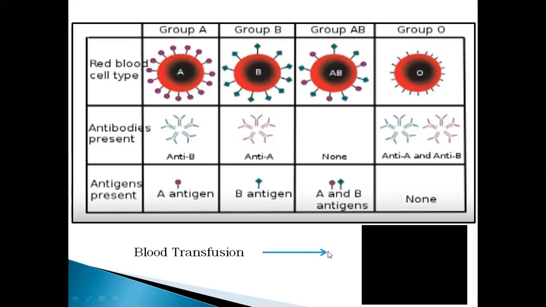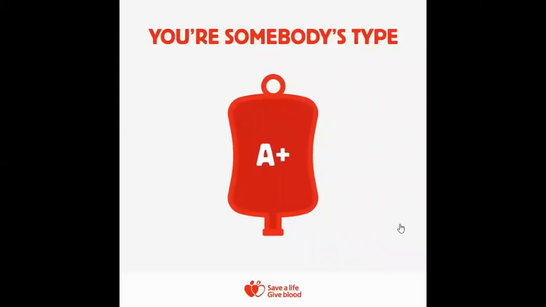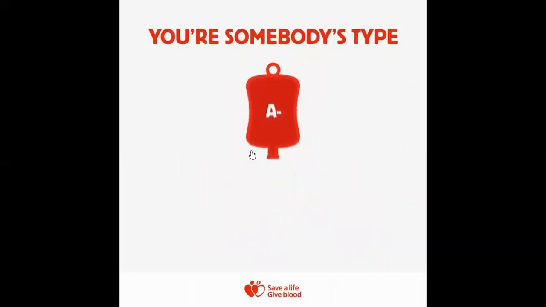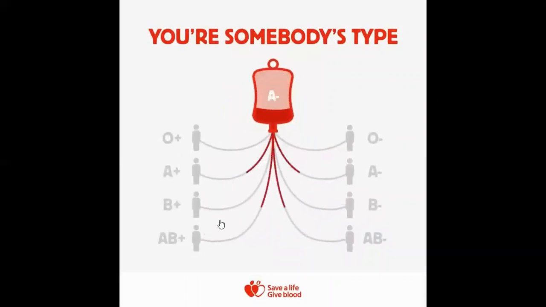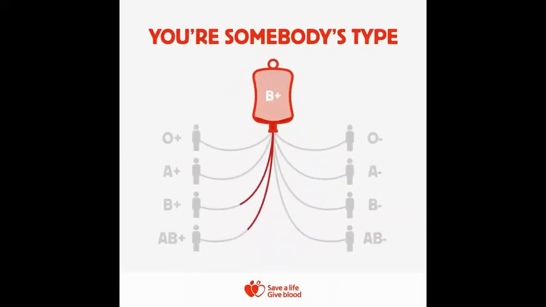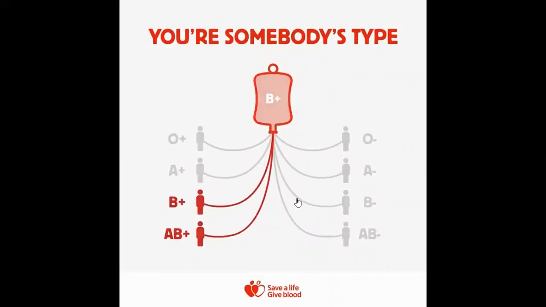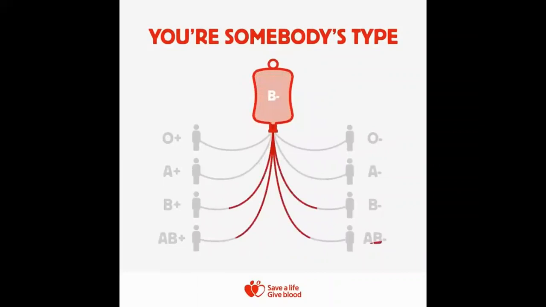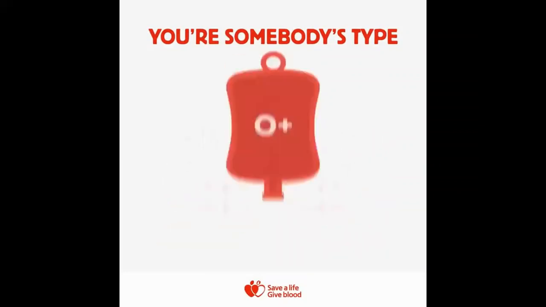But how exactly does blood transfusion take place? I'll be showing you a small animation video, obtained from an outside source. A plus blood can be given to A plus as well as AB positive. A minus can be given to A plus, A minus, AB plus, and AB minus, while B plus can be transfused to B plus and AB positive people. B minus can be given to B plus, B minus, AB plus, and AB minus.